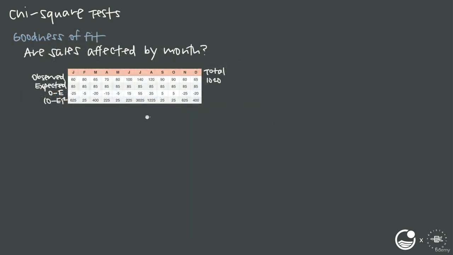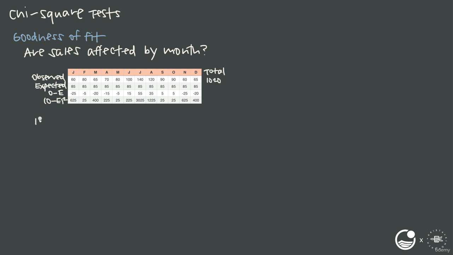So we're starting here with an expanded version of the table that we had for the goodness of fit test. We're trying to figure out if sales are affected by month. So we had the months of the year. These were the observed number of sales in each month. So in January, we sold 60 products. In February, we sold 80 products, etc. And when we total up all those sales, we have 1,020 sales for the year.